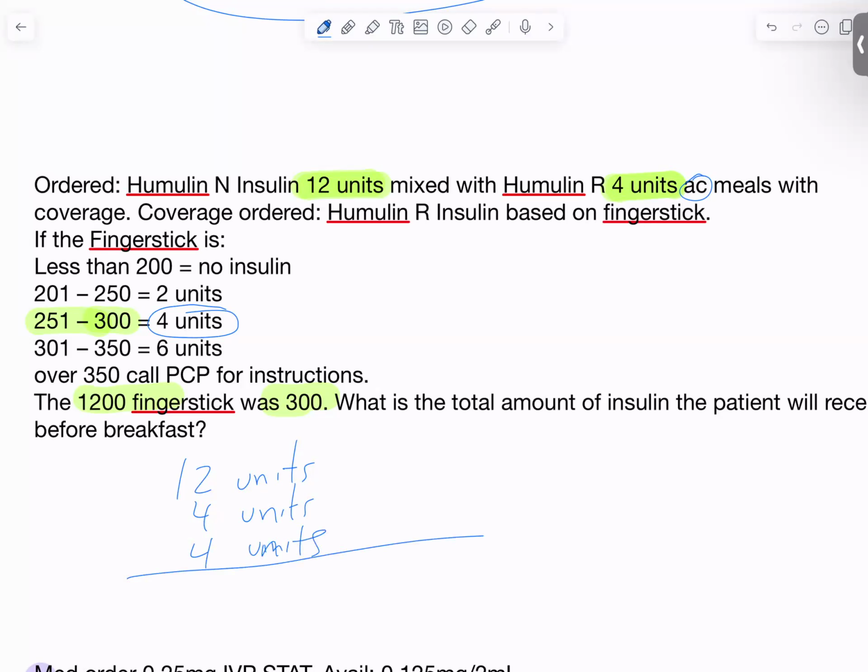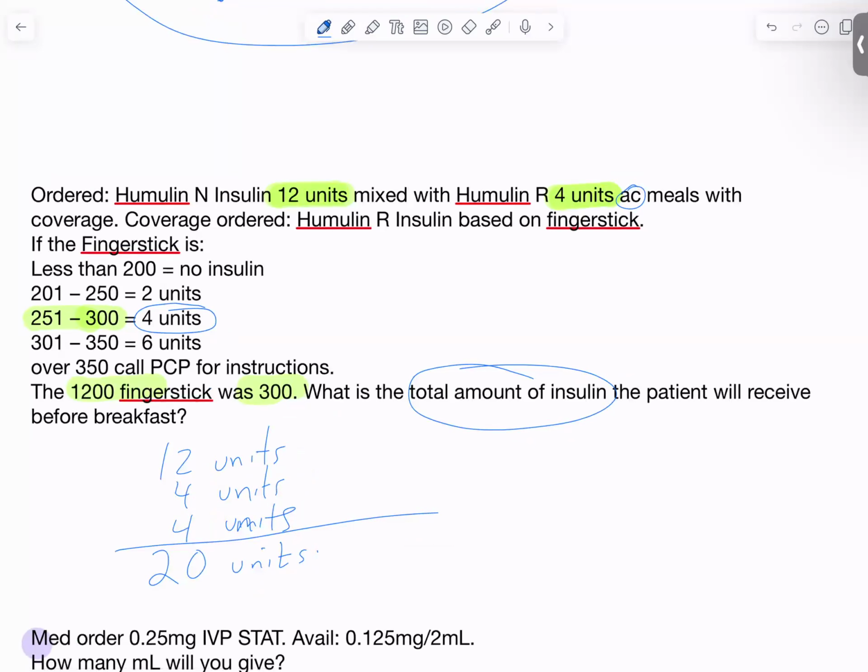So what is he getting? 20 units total, because it wants to know what's the total amount of insulin. So 20 units. So be careful. A lot of you like to blast through these because you're like, I got this. I don't have to do anything. But then you miss the critical information.